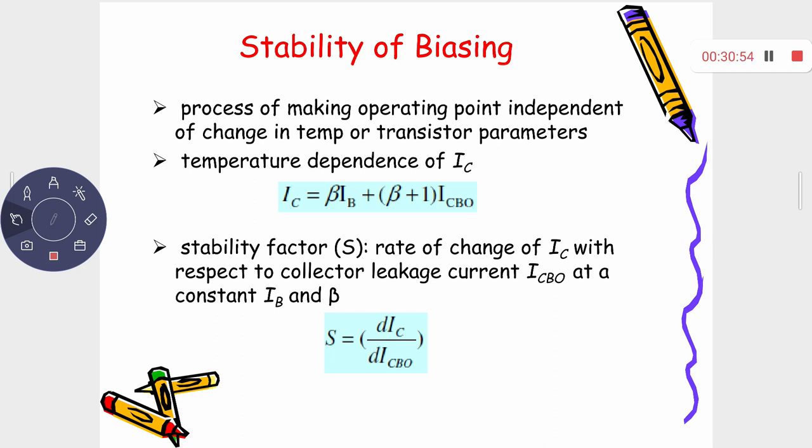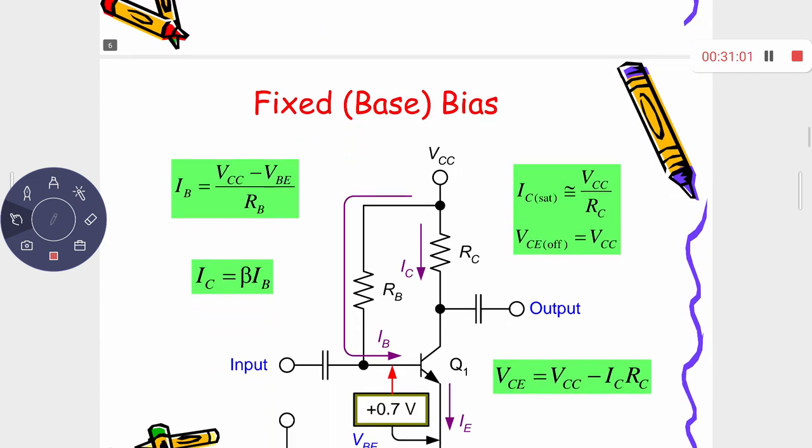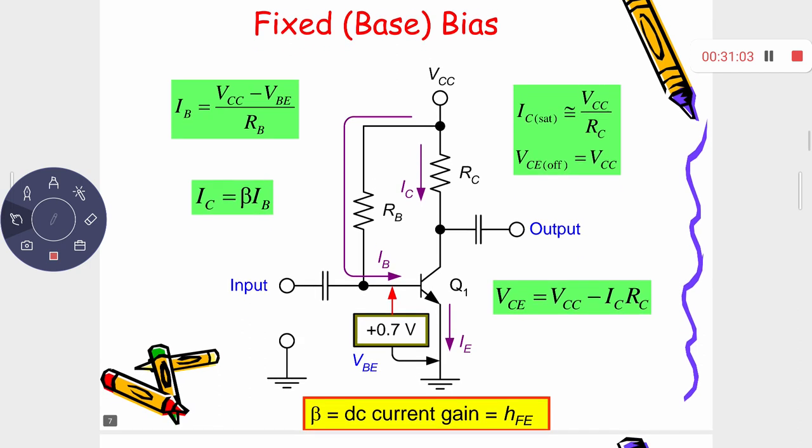Constant IB and constant beta. Okay. And accordingly, you have to design some biasing circuit. Now, to start with, let's consider this particular circuit, a very simple circuit.